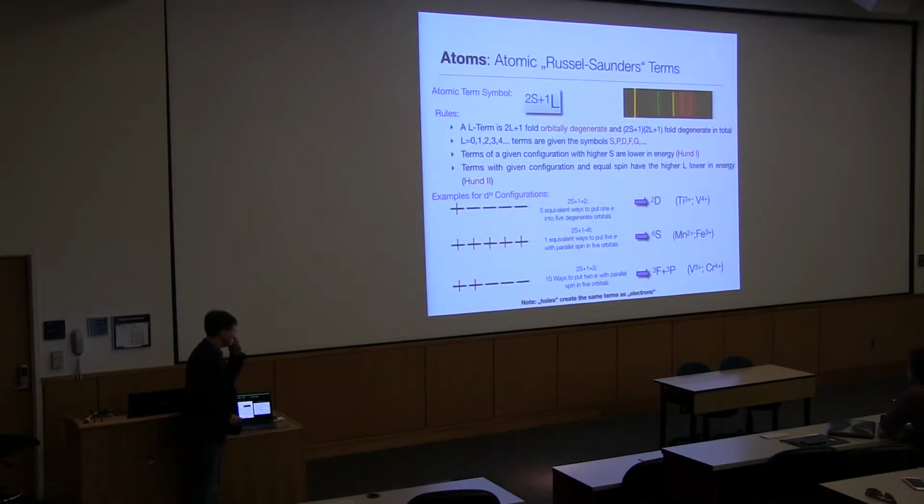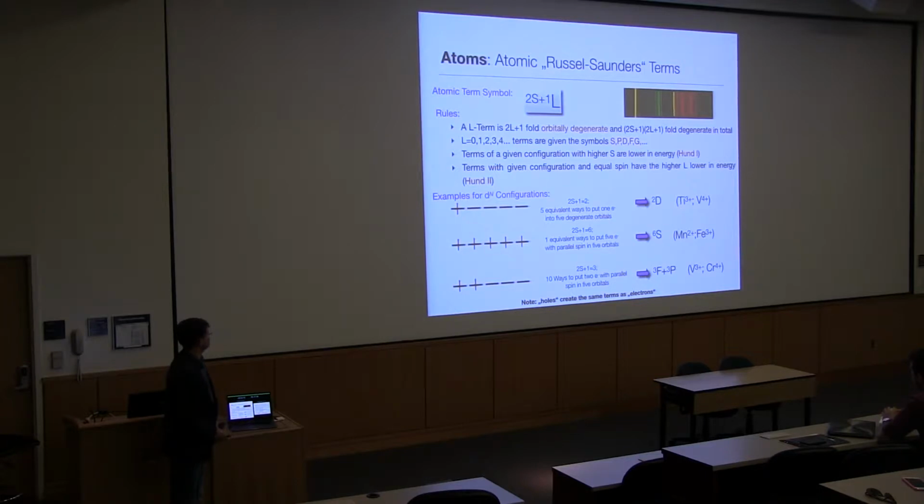Okay, so when we talk about states, then in atoms, we have the so-called Russell-Saunders terms, and I hope that you have heard about them. These Russell-Saunders terms are characterized by an atomic term symbol. The atomic term symbol is given by a capital L, that is the orbital angular momentum of that state, and a superscript 2S plus 1. And 2S plus 1 is called the spin multiplicity of the state. It gives you the number of magnetic sublevels that a given total spin S creates. In EPR, that's absolutely important because you probe transitions between these magnetic sublevels. So total spin S creates 2S plus 1 magnetic sublevels.